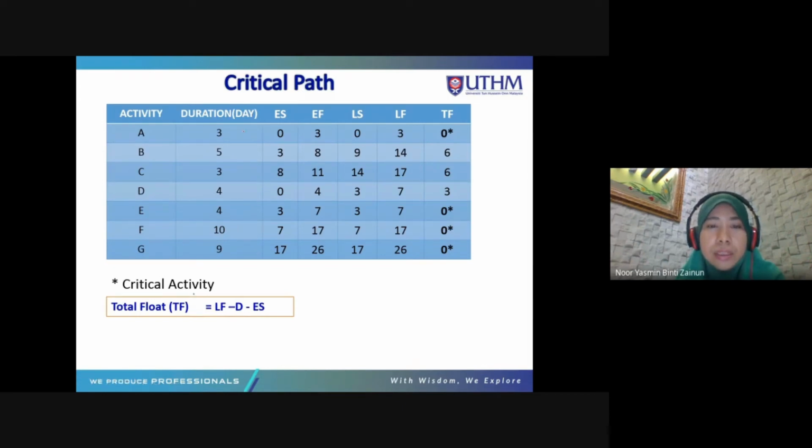You can actually double check: the late finish minus the duration and minus the early start, you will get the total float. 14 minus 5 minus 3, you get 6. 17 minus 3 minus 8, you get 6. Right. 7 minus 4, 3 minus 0, get 3. So these are the critical activities.